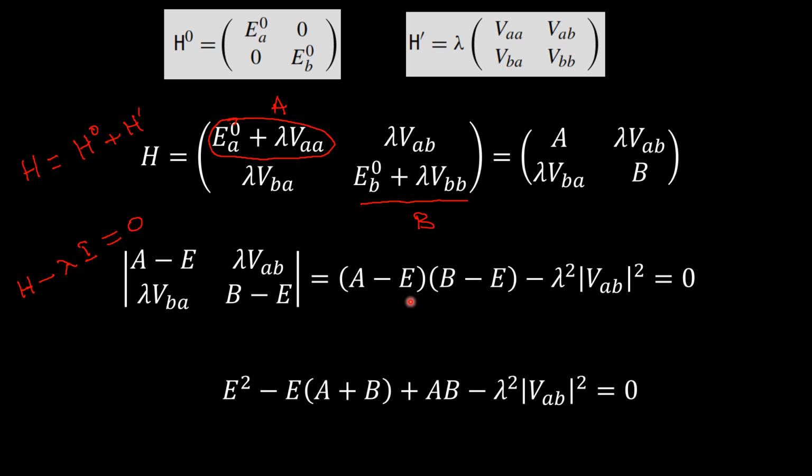Now you multiply these two. Minus E times minus E will become E squared, which forms a quadratic equation. Then you take minus E outside, and multiply this minus E with B and this minus E with A. So this will become minus E times A plus B. Then if you multiply A and B, you will get AB, and this last term I am keeping as it is. And now we will solve this quadratic equation.